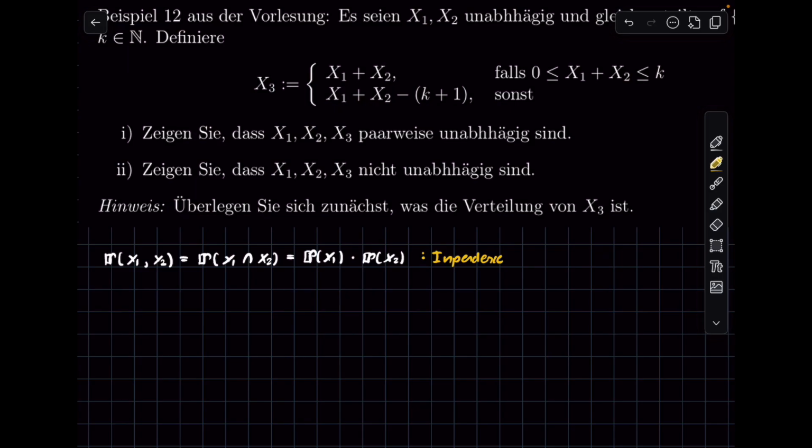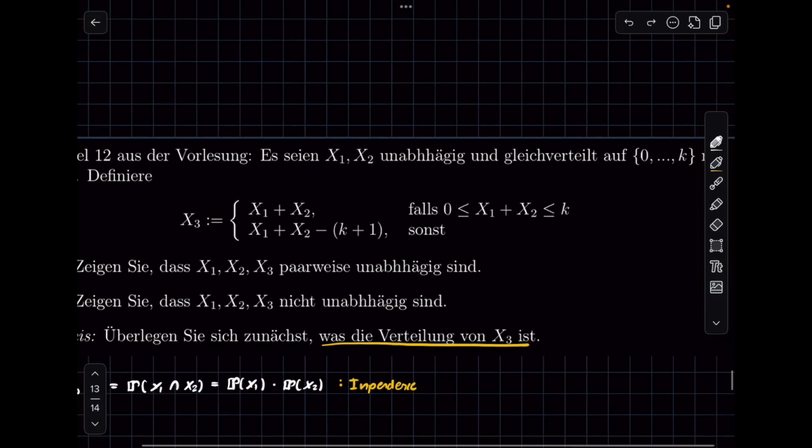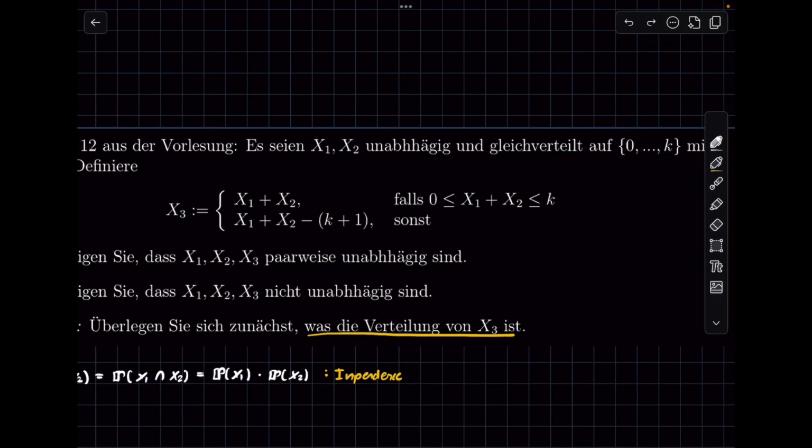Now, we want to show in number 1 that x1, x2, and x3 are pairwise independent, but we want to show this by first understanding what the distribution of x3 is. That is the most challenging part, surprisingly, but we'll go step by step. So let's start with x1. Let's find out the distribution of x1 and x2. It says here that they're gleich verteilt, meaning they're uniformly distributed, like they have the same probability, from 0 to k.